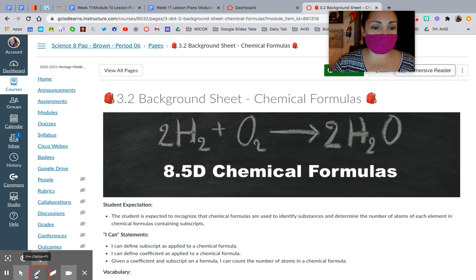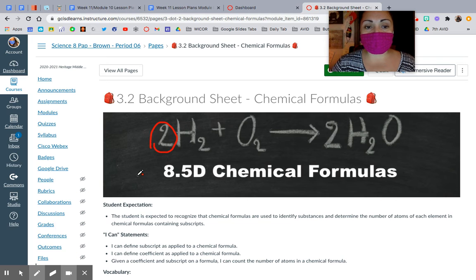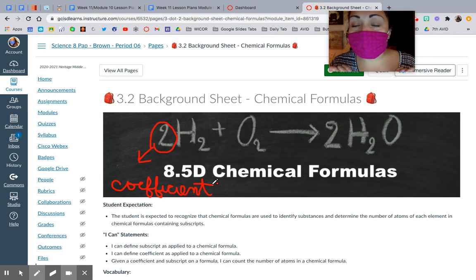So this right here, let me see if I can write on this. Perfect. So right here, this 2 is called a coefficient. So I'm going to draw an arrow and I'm going to write coefficient. Y'all, this is the first time I've written on this. This is so cool. Coefficient. Now, this coefficient is going to be distributed amongst these little numbers, which I'm going to talk about in a second. So I'm going to circle these and put a little arrow to show you that they're distributed.